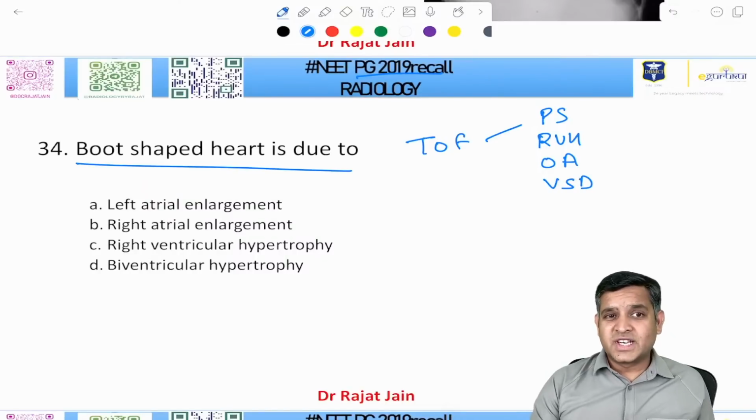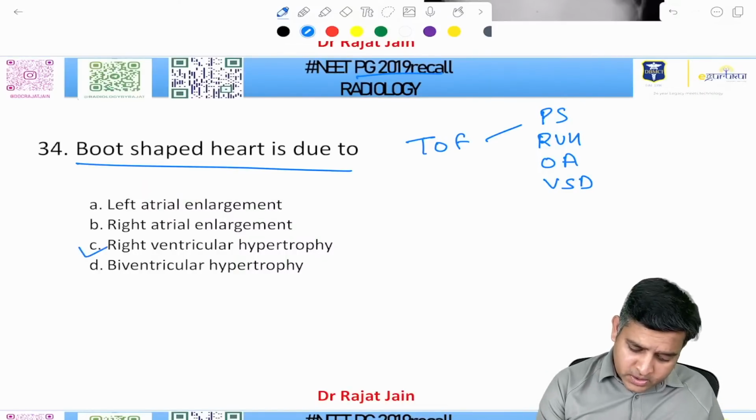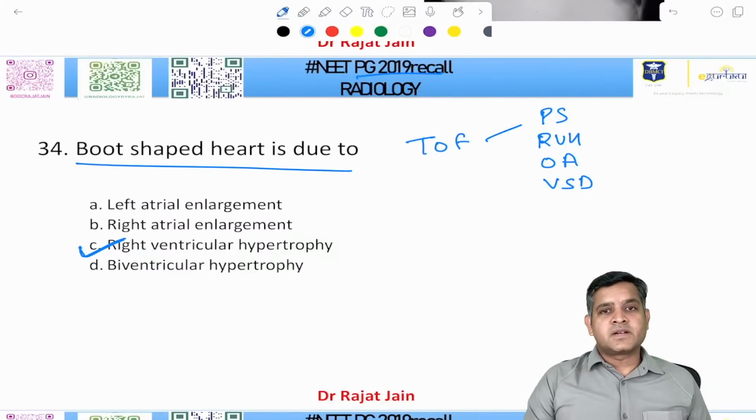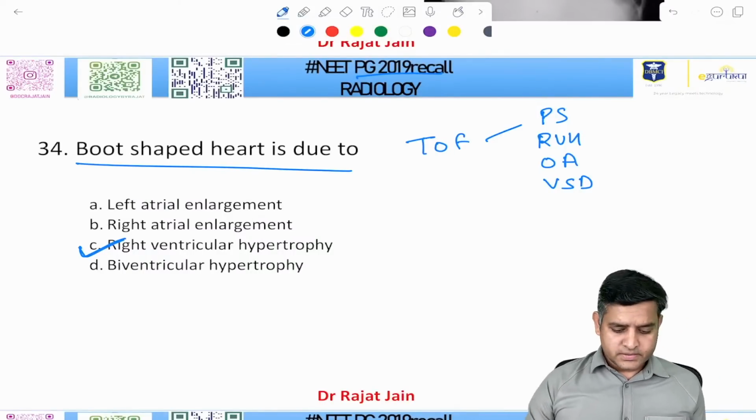Out of this, which is leading to boot-shaped heart? Right ventricular hypertrophy, right?